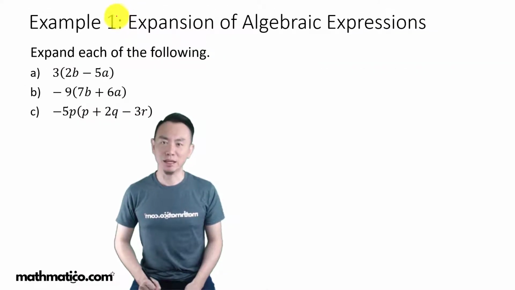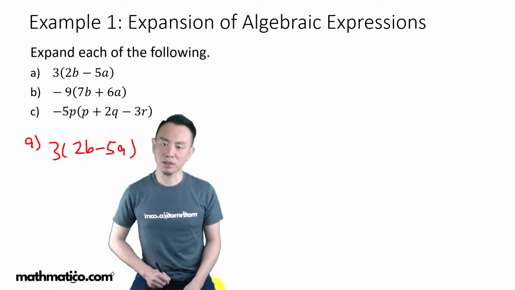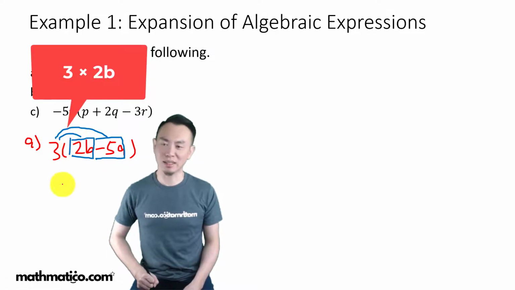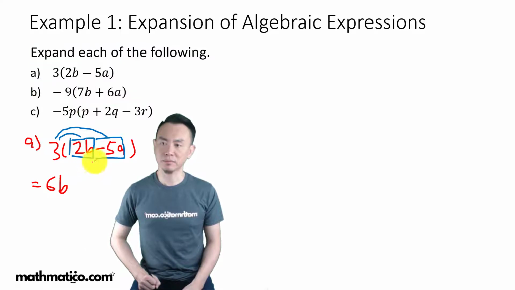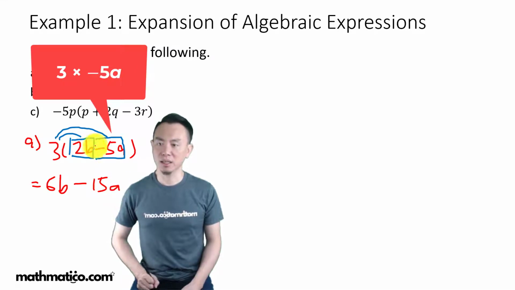Example 1, expansion of algebraic expressions. So here we have to expand each of the following. Part A, 3 times 2b minus 5a. So the 3 here is going to be multiplied into the 2b and also into the negative 5a. So you recognize that this is a 2b, first term, and a negative 5a in the second term, right? Okay, so here we go. 3 times 2 is 6, then there's a b here. And then the 3 times negative 5 is negative. Okay, take care of this negative sign. Positive times negative is negative. 3 times 5 is 15. And then you have a. Alright, and that's it.